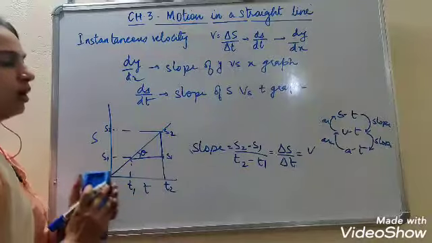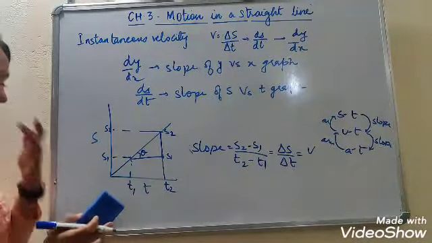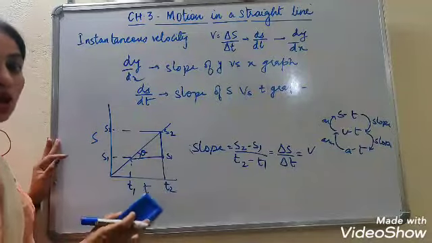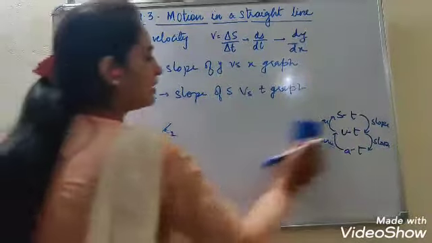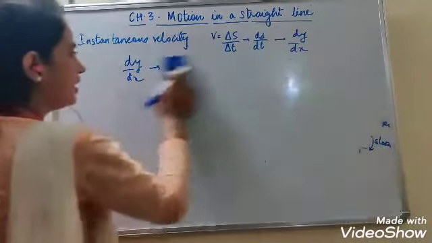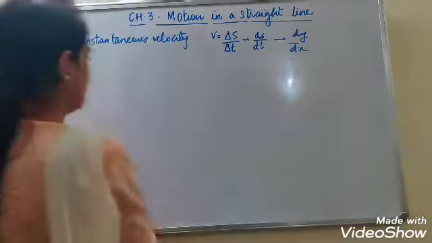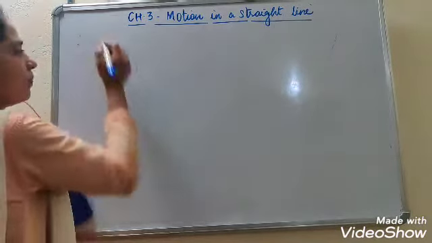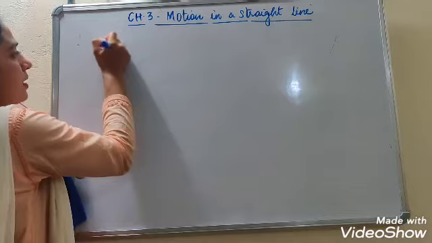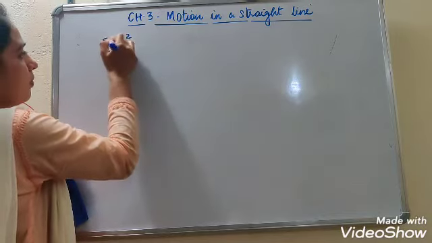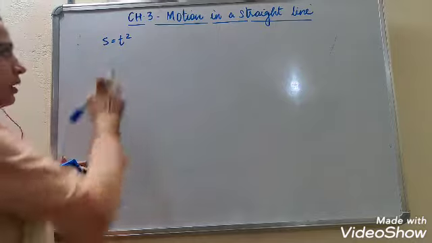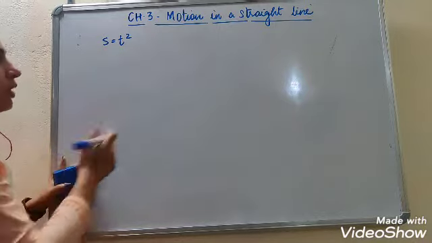Now, for example, if the velocity is changing continuously. Here the slope is constant, that means velocity is constant. But if, for example, the velocity of a body is changing continuously, for example S is equal to T square. Okay, this is the relation between distance, or displacement, and time given.